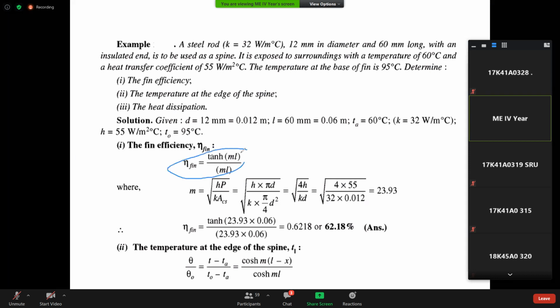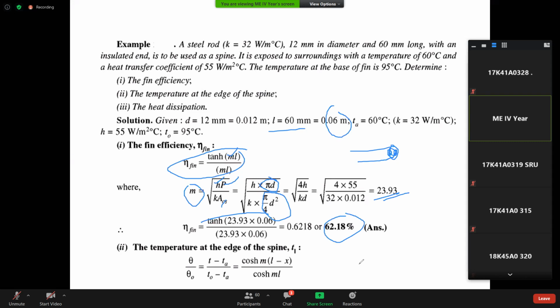This is the tanh mL, right? M I can calculate, as I know the h value. The perimeter I know, the perimeter is pi D because it is a circular rod. This perimeter I need to calculate, right? Next, pi by 4 D square is the cross sectional area. You will get the m value. Substitute that m here. L is known, 60 mm, convert it into meters, 0.06. Substitute here, and you'll get fin efficiency, 62.18%, sorry, 62.18. That is one question.